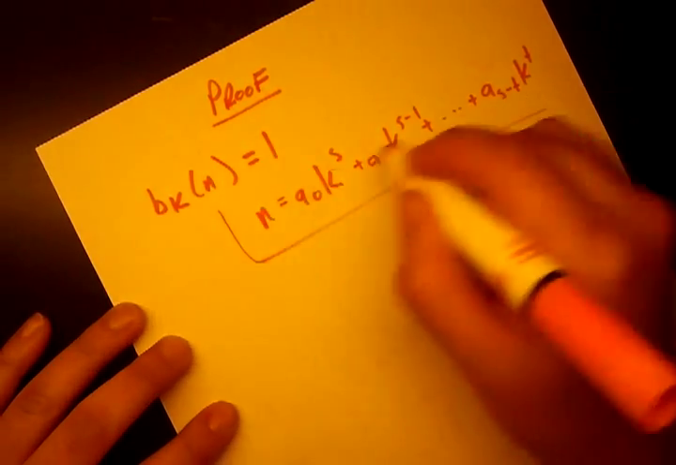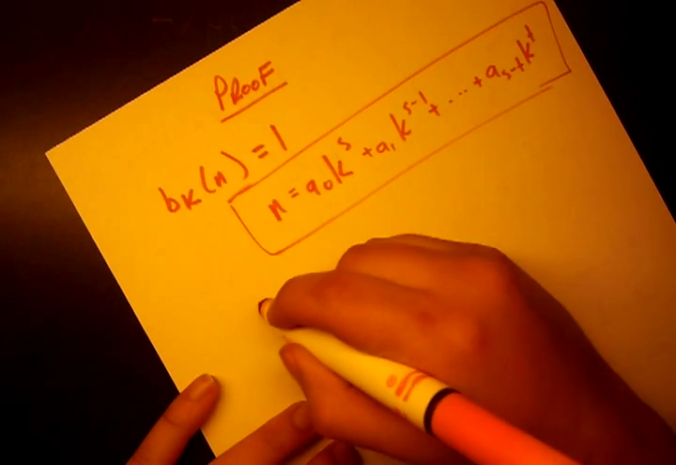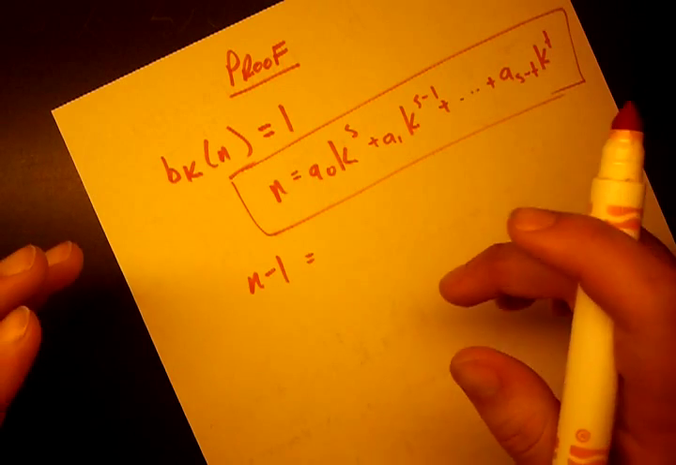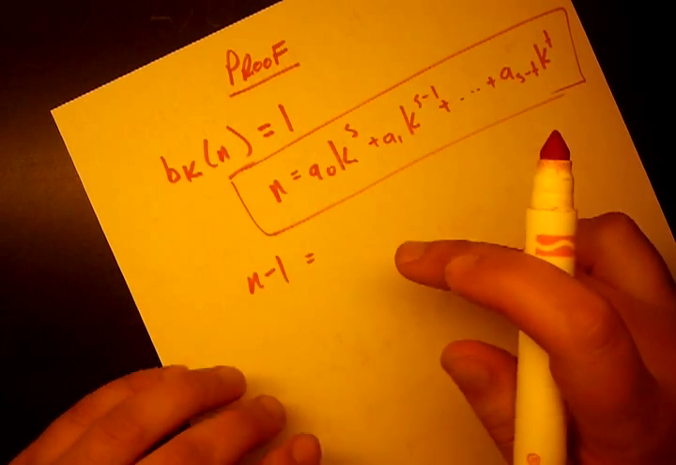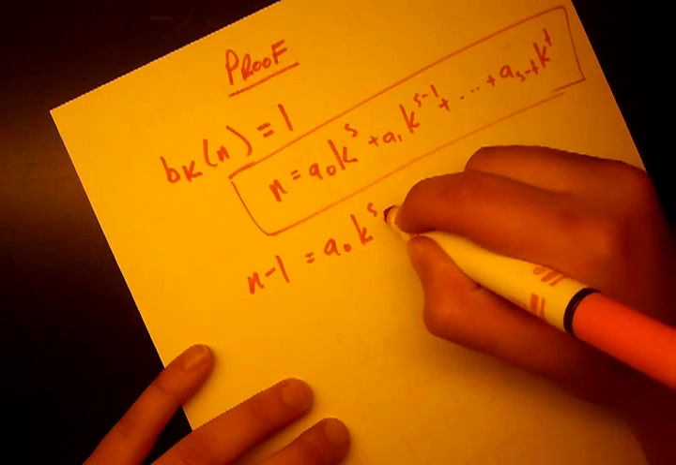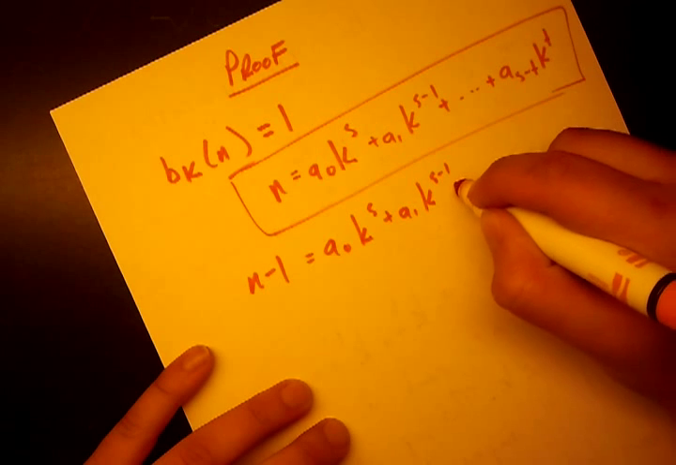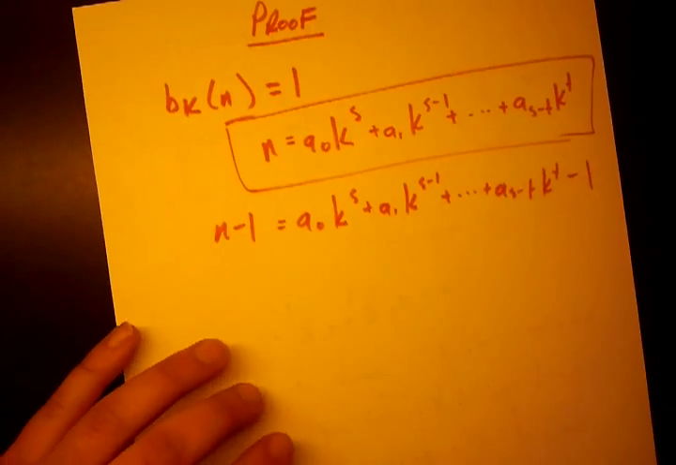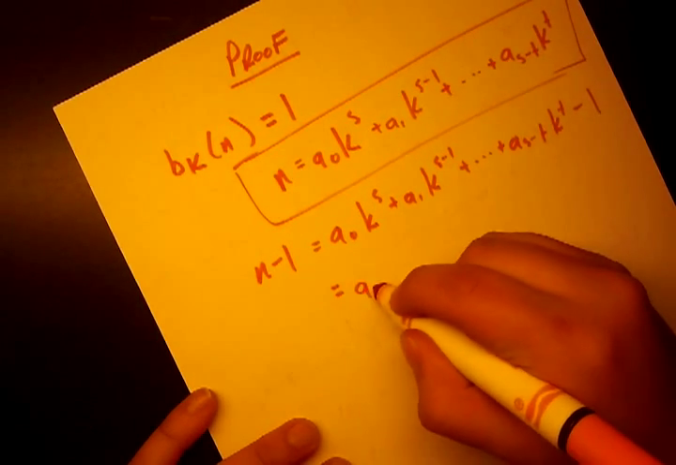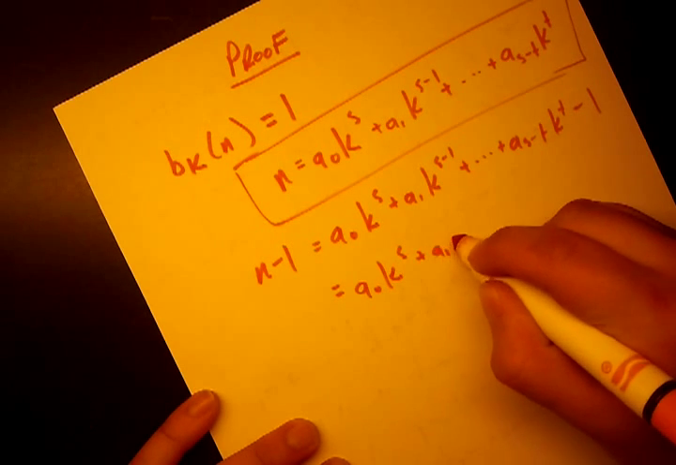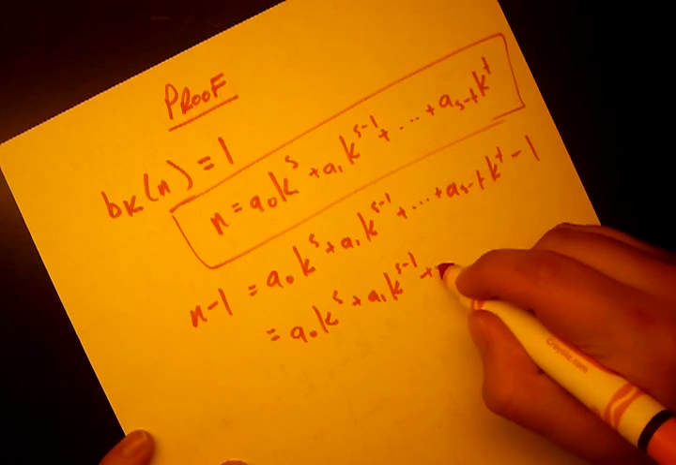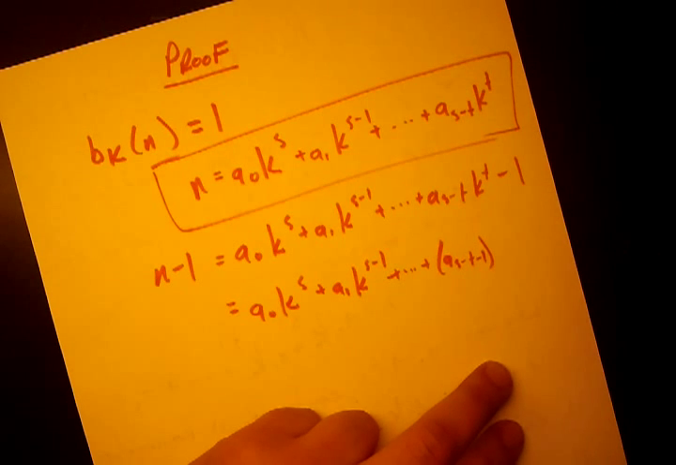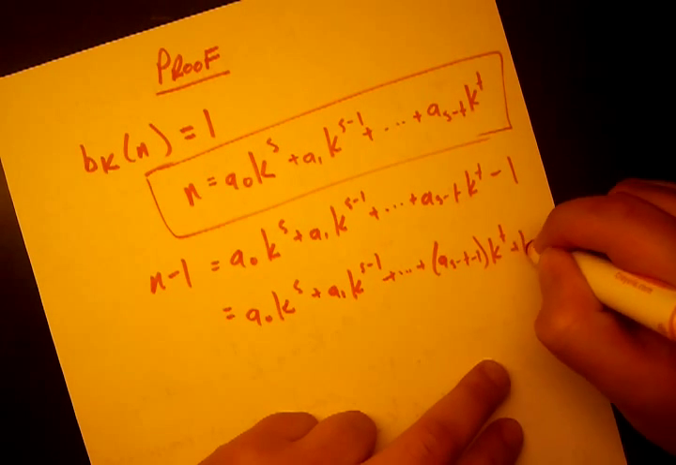So we have this right now. We have this tool. And if we just take n minus 1, we're going to find the representation of n minus 1 to the base k. So first we'll write it just as it is, plus a1 k to the s minus 1 plus dot dot dot plus a s minus t k to the t, simply minus 1. And now we're going to do some algebraic manipulation, where we have a naught k to the s plus a1 k to the s minus 1 plus dot dot dot plus a s minus t minus 1, and then we're going to have k to the t plus k to the t minus 1.